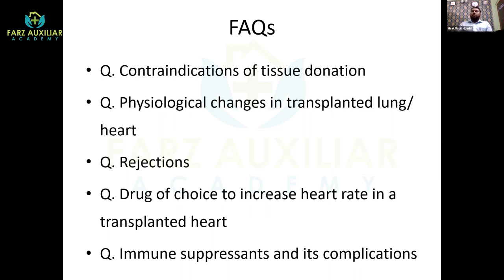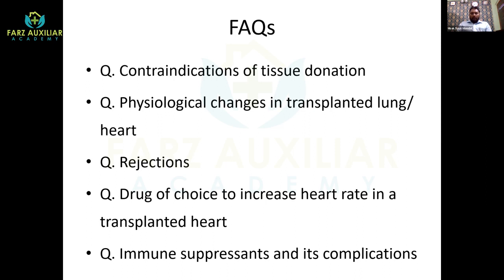Again, there will be 2 P waves in a transplanted heart, because the native RA can produce one P wave, and the transplanted heart also produces another P wave. So these are the important things. Okay.